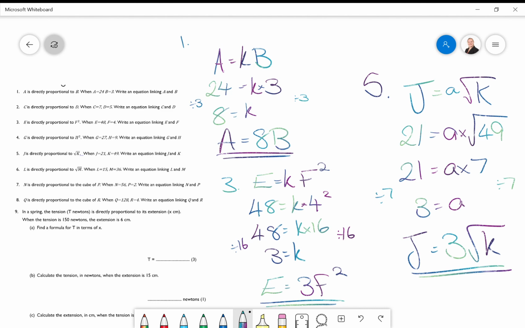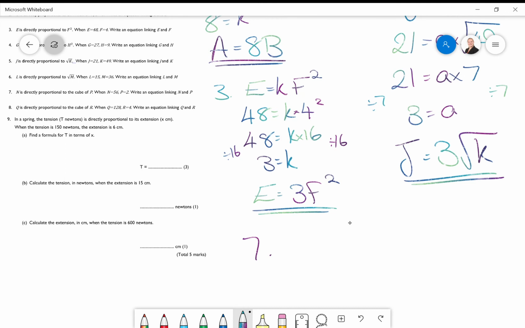Question 7, I'll write the start and you can see if you can write the rest. N is directly proportional to the cube of P. See if you can do the rest from there. And then 9 is just putting it into context, so from here you're going to write the formula t equals something x, and then you're going to put numbers in for question B and C. Okay, drop me an email if you're still stuck.